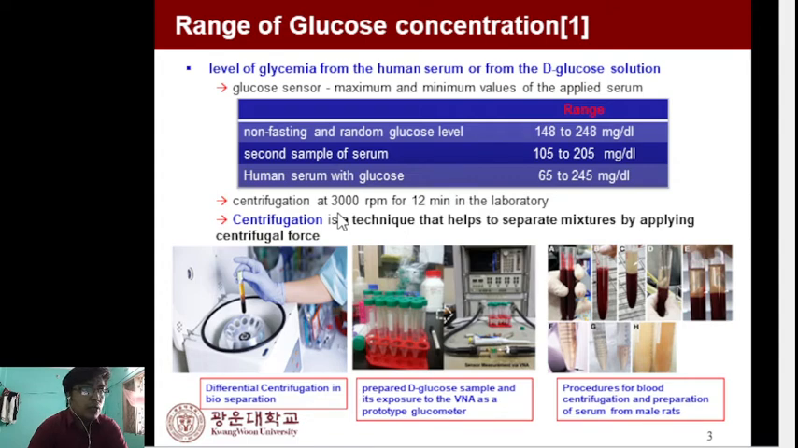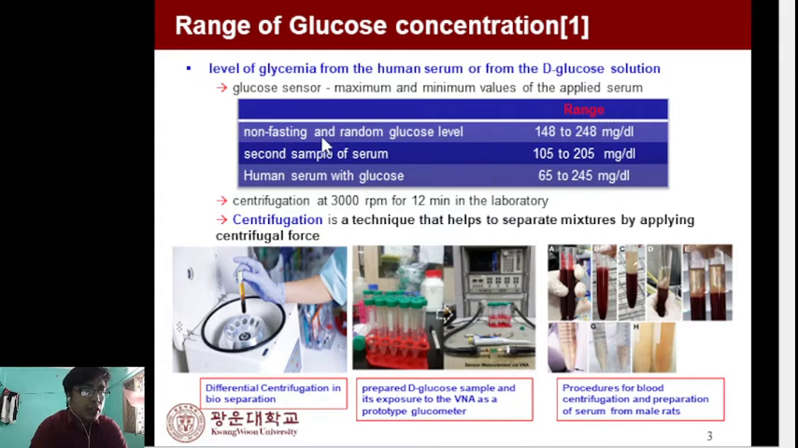Actually, the glucose sensor performance parameters depend on different techniques. We have a topic on the level of concentration of glucose. Basically, the performance of this glucose sensor is measured from the level of glycemia of the human serum and from the D-glucose solution. This glucose sensor measures the maximum and minimum values of the applied serum.